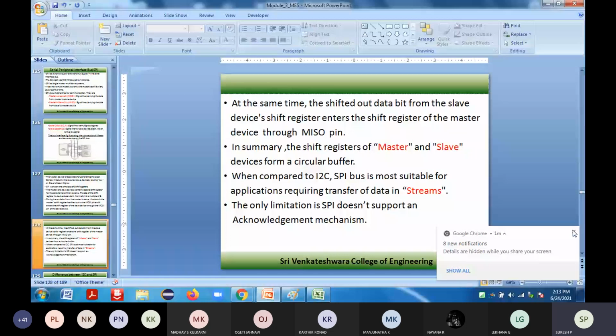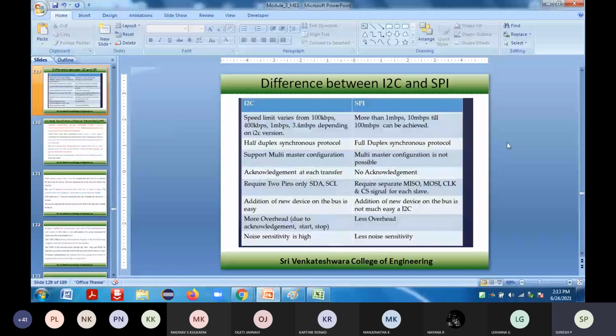If we take the difference between I2C and SPI, these are some of the differences. The speed varies from 100 kbps, 400 kbps, 1 Mbps, to 3.4 Mbps depending on the I2C version, whereas in SPI more than 1 Mbps, 10 Mbps, even 100 Mbps can be achieved. That is, the data rate is higher in SPI. I2C is a half duplex synchronous protocol, whereas SPI is a full duplex synchronous protocol. I2C supports multi-master configuration, whereas in SPI multi-master configuration is not possible.